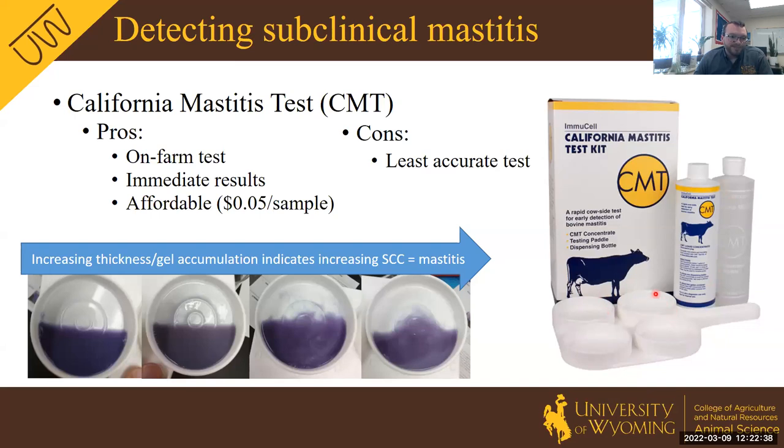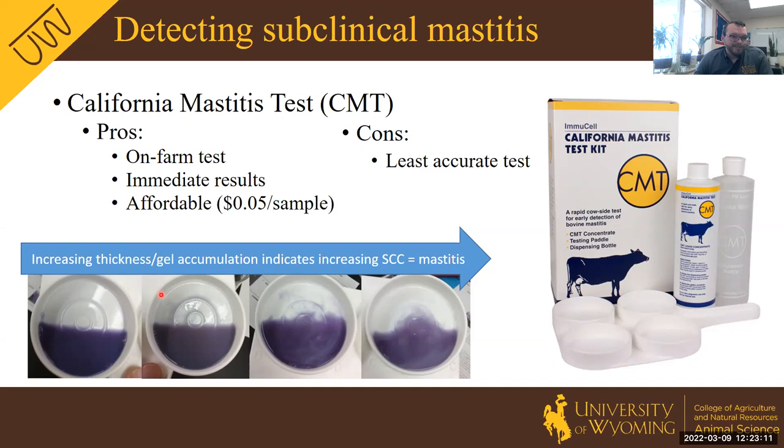And there are four wells because it was developed for dairy cattle, and they obviously have four teats, so one for each udder quarter. So to do this California mastitis test, we put a stream of milk into each of these wells, add an equal amount of this diluted CMT reagent, and gently swirl it for 15 or so seconds. And then increasing thickness or gel accumulation indicates increasing somatic cell count. And again, increased somatic cell counts indicates mastitis.